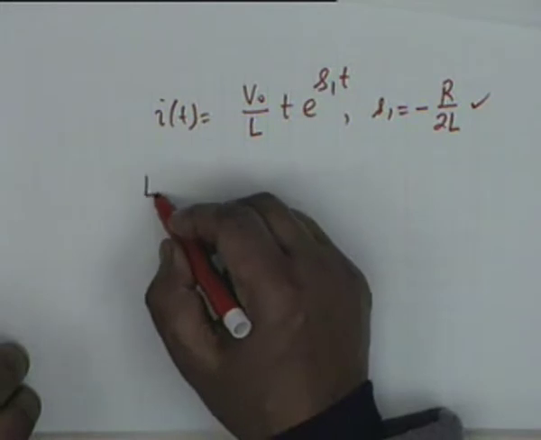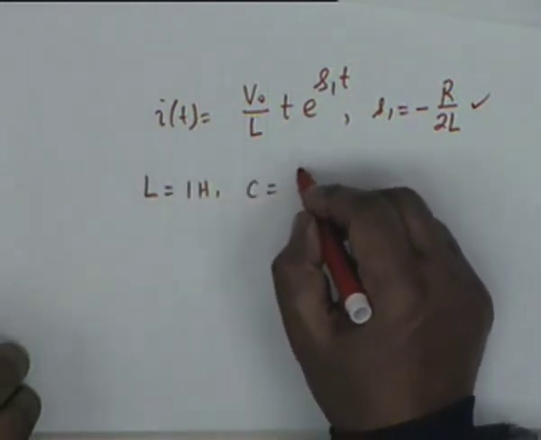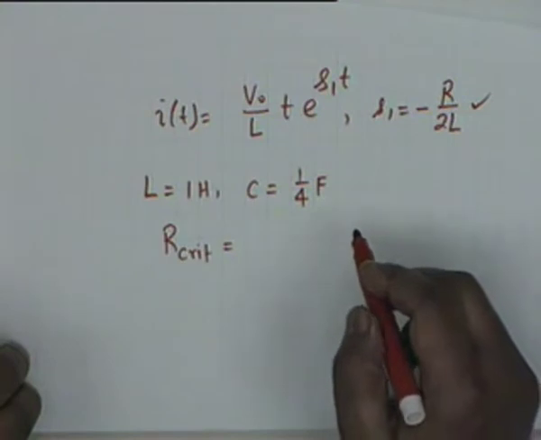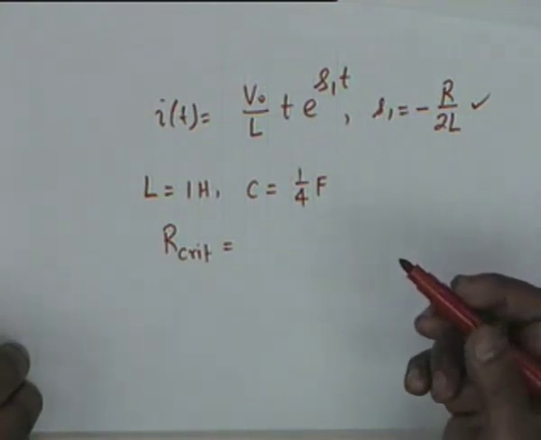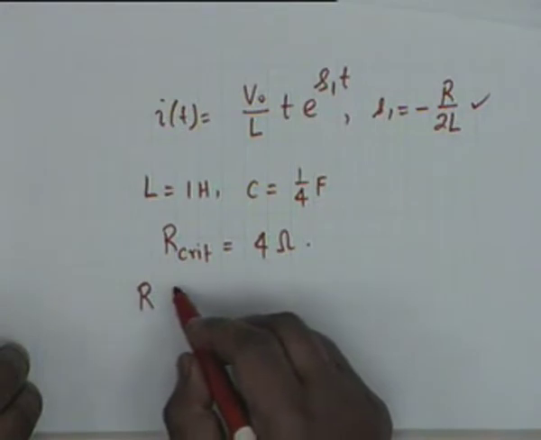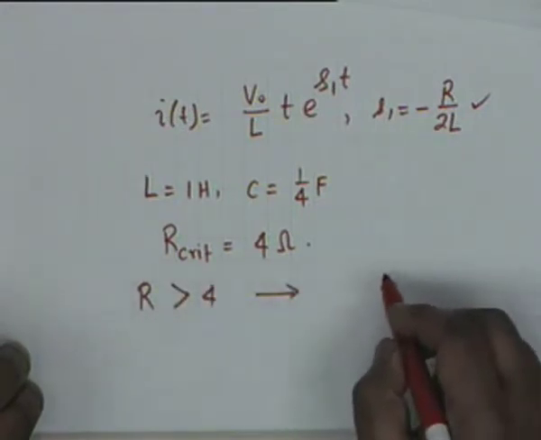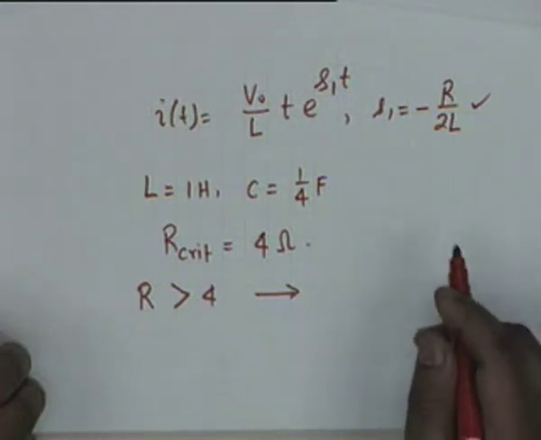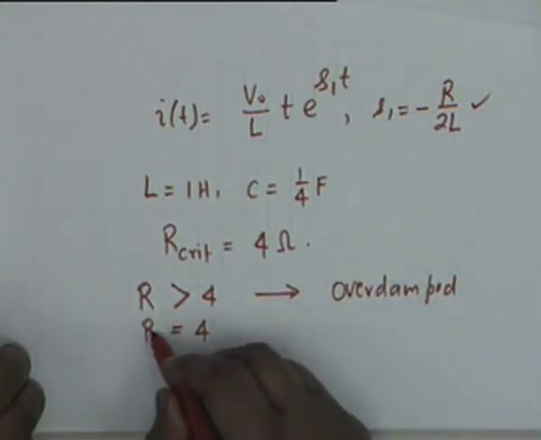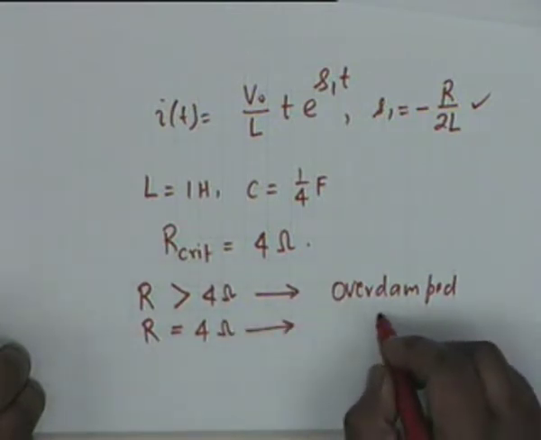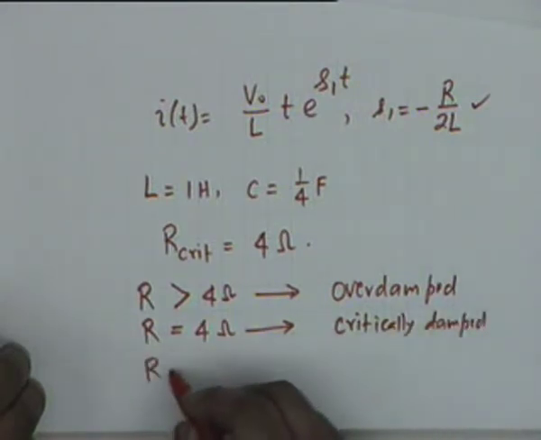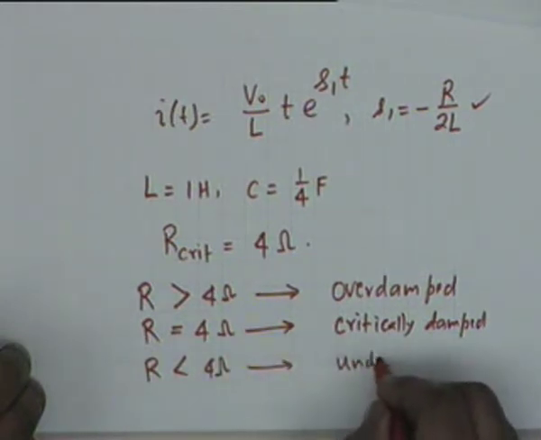For example, if L is equal to 1 Henry and C equal to 1 quarter Farad, what should be the R critical? Twice square root of L by C. Pardon me? 4 ohms. In other words, if R is greater than 4, then this case will be which one? Overdamped. If R is equal to 4 ohms, of course, this corresponds to the critically damped case. And if R is less than 4, then this is the underdamped case.